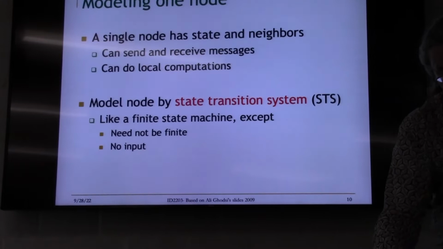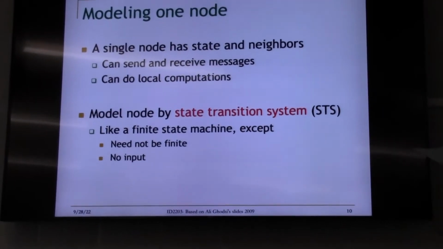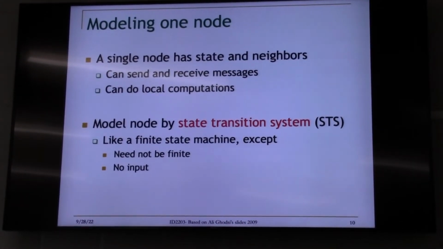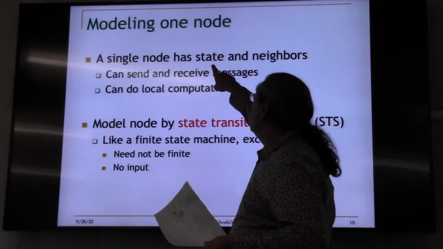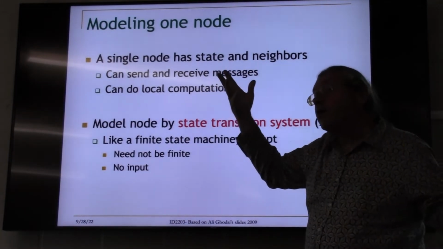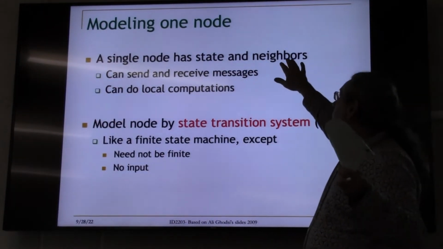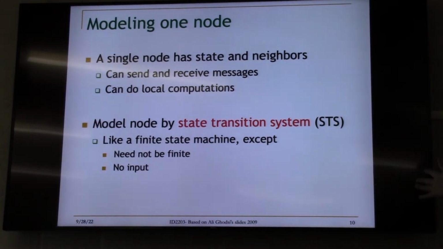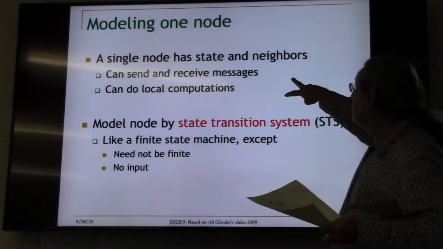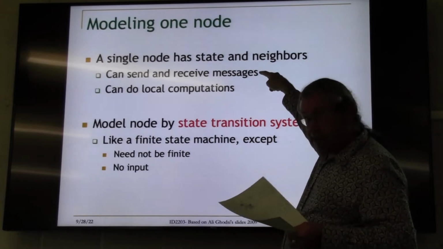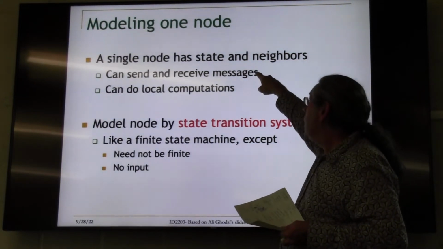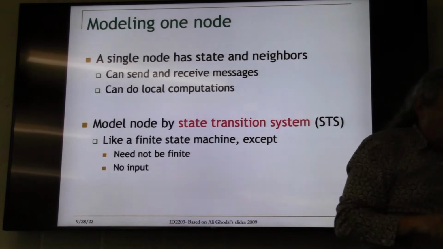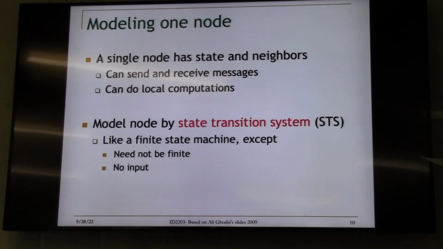Okay, one node. So it seems to be quite simple. It's not really so complicated, but you have to be careful. So a single node has its own local state, variables, and it has neighboring nodes. So we'll assume that the whole network is kind of a graph where each node has a set of neighbors. And the node can do 2 things. It can communicate, send and receive messages to neighbors, and it can do local computation. Okay, so that seems quite simple.